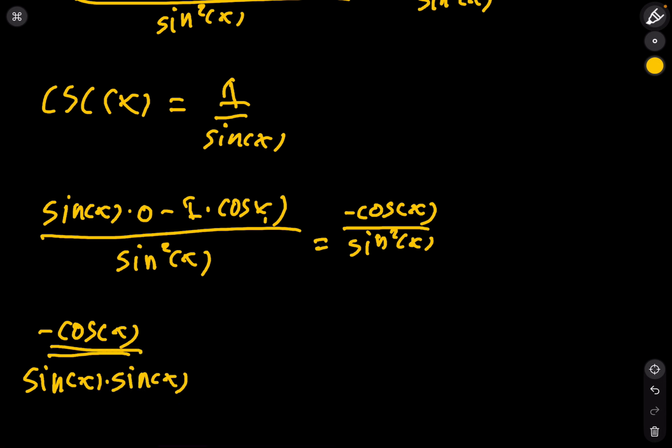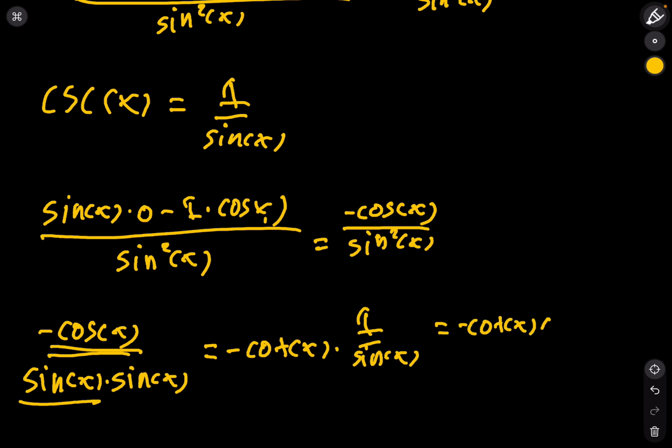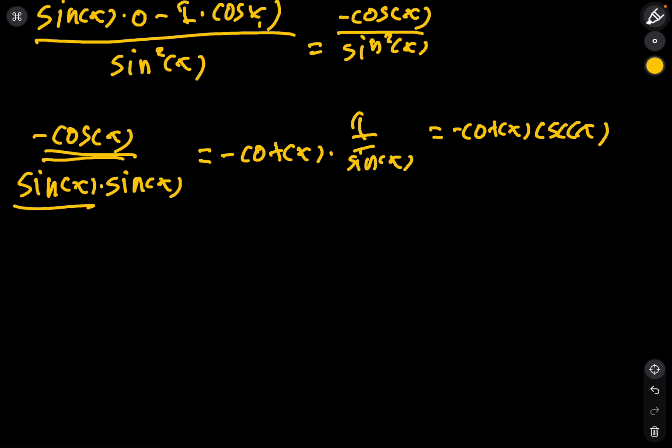We can take this cosine, this sine, and we can take the negative, and we can say this is negative cotangent of x times 1 over sine of x, which is just equal to negative cotangent of x cosecant of x. And that's all our derivatives summed up.